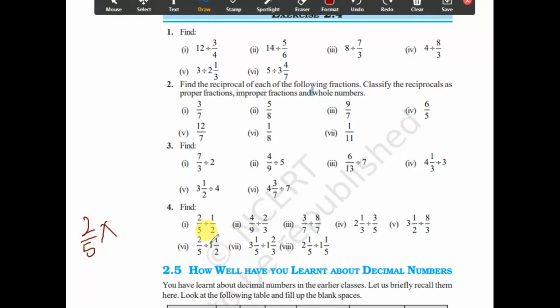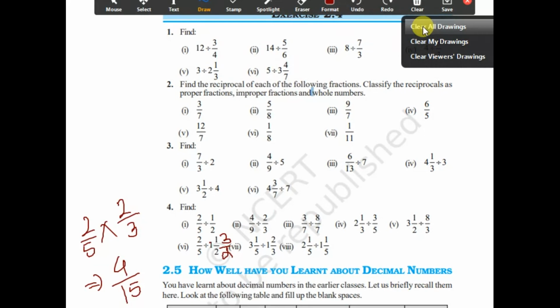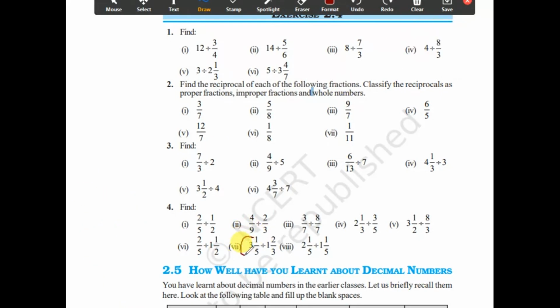And this one, 2 by 5 into 2 1s are 2 plus 1, 3 by 2. And 3 by 2 again we have to take the reciprocal because we are doing the division, so it will become 2 by 3. So 4 by 15. Okay, in this one you see both are the mixed fractions. So first we will convert it into improper fraction. 3 5s are 15 plus 1, 16 by 5 into 3 1s are 3 plus 2, 5, 5 by 3. That we will take the reciprocal, it will become 3 by 5. So answer is 48 by 25.